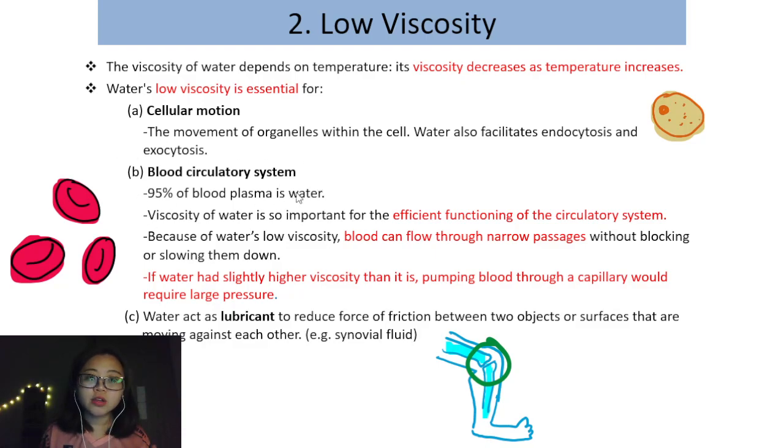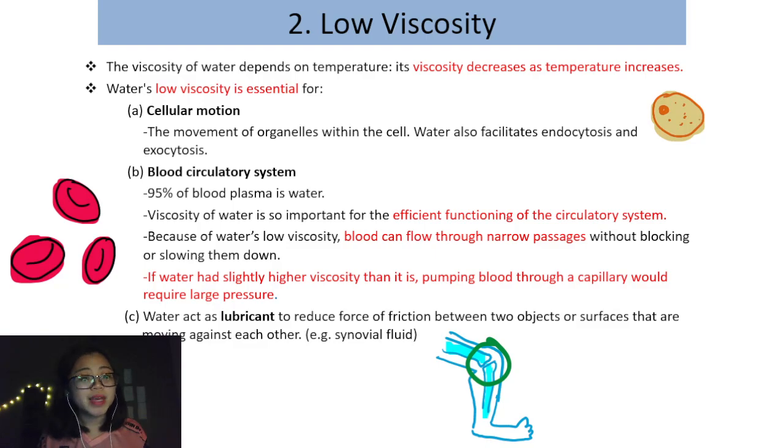B, second reason why we want low viscosity water is because of your blood circulatory system. Your blood needs to flow, 95% of your blood plasma is water. Because it is low in viscosity, you can have efficient functioning of circulatory system. Blood can flow through narrow passages without blocking or slowing them down. If water had slightly higher viscosity than it is, pumping blood through a capillary would require high pressure. Secara ringkasnya, sebab water ada low viscosity, darah kamu dapat mengalir dengan lancar.